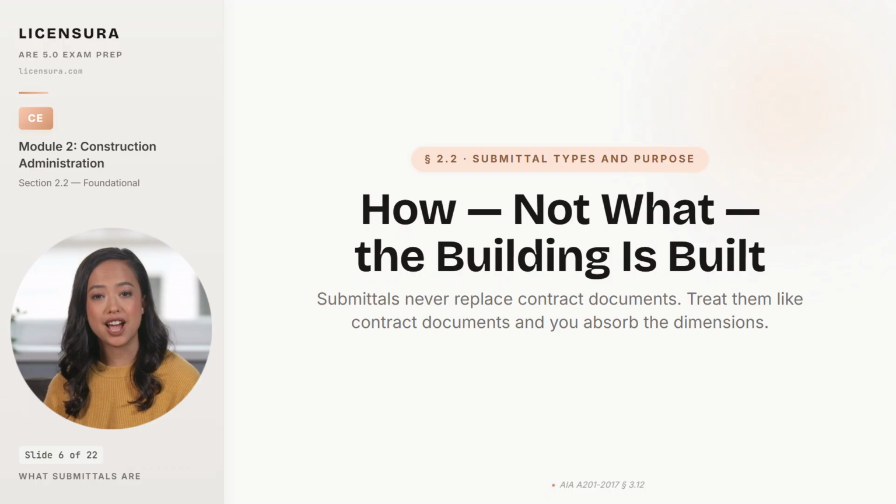Here is the conceptual error that sinks more architects on the CE exam than any other: treating submittals as if they were contract documents. They are not. Per AIAA 201 Section 3.12, a submittal is the contractor's demonstration of how the work shown in the contract documents will be built. The fabrication of the curtain wall mullion, the cut sheet for the air handler, the brick sample on the bench. It is the contractor showing his work, not the architect redrawing the project.